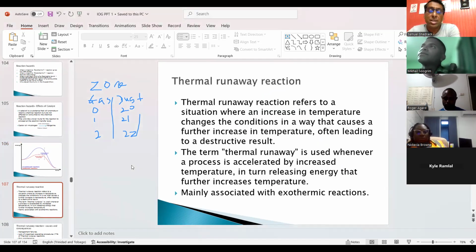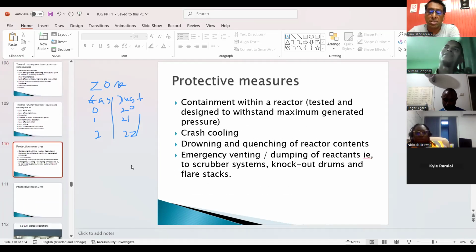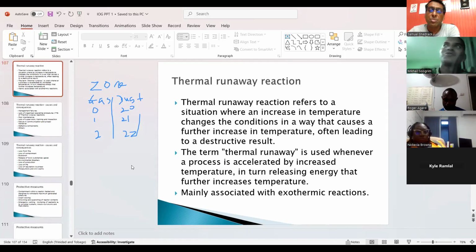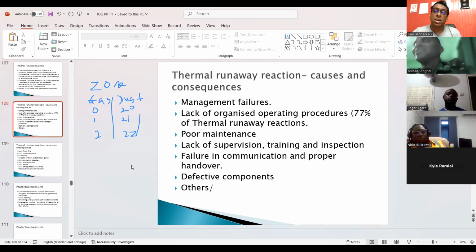Thermal runaway reaction. This is really easy for me, right? But let me just read it out a bit. So for those who may not know it, a thermal runaway reaction refers to a situation where an increase in temperature changes the condition in a way that causes a further increase in temperature, often leading to destructive results. The term thermal runaway is used whenever a process is accelerated by increasing temperature, in turn releasing energy that further increases temperature, mainly associated with exothermic reactions.